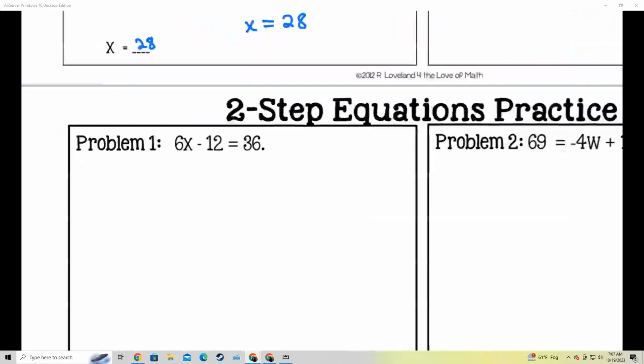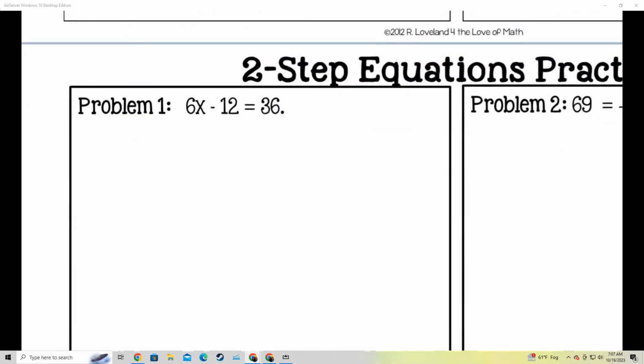We're doing really good. I got 6x minus 12 is equal to 36. First, I want to get the 6x by itself because that's the term that has the x with it. That means I first need to get rid of that minus 12. To get rid of a minus 12, I need to do the opposite. So I'm going to add 12 to both sides.